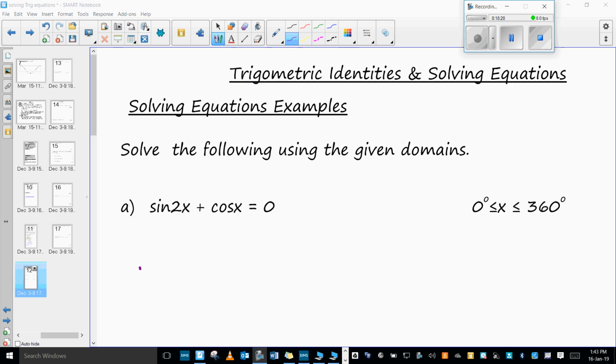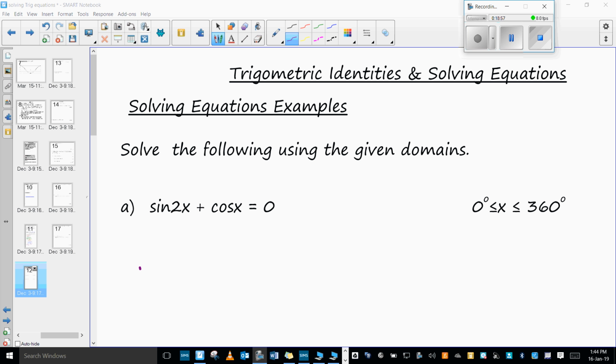All right, so this is a second example. We've got sine 2x this time, plus cos x equals 0. Now, when you're trying to solve trig equations, if it was just sine 2x on its own, like we were doing last lesson, that's fine. But if it's with another term, we need to get rid of this sine 2x. That's not going to help us. We need to rewrite it somehow.